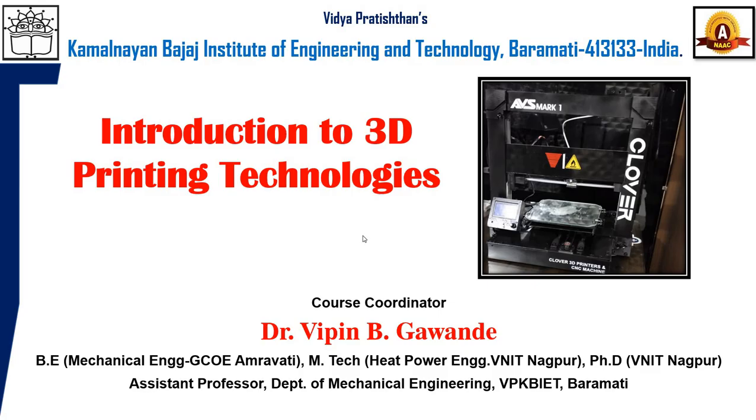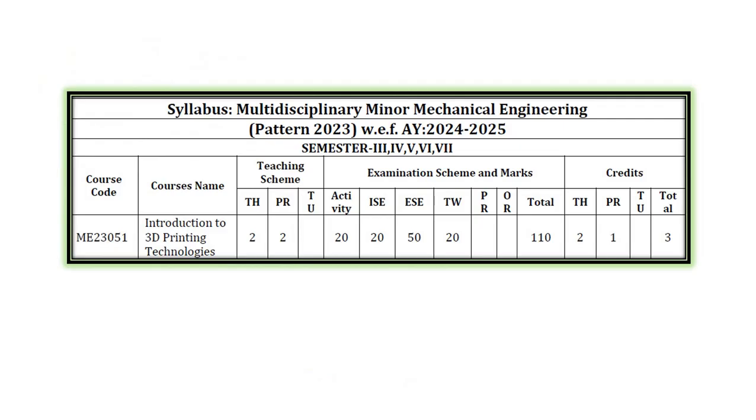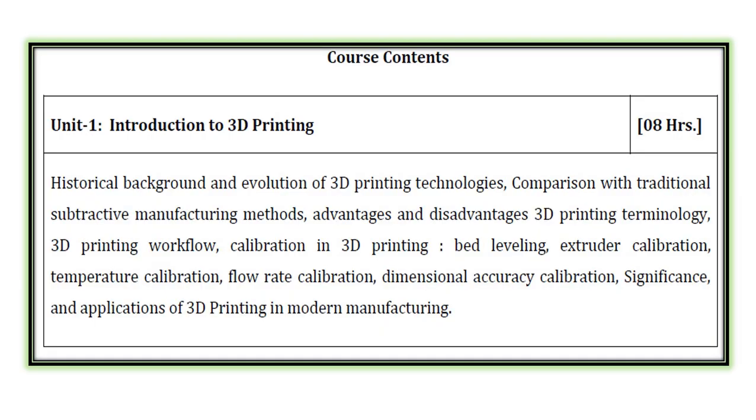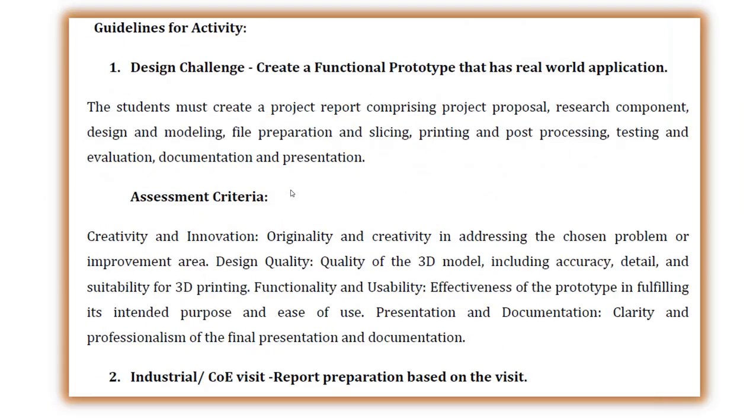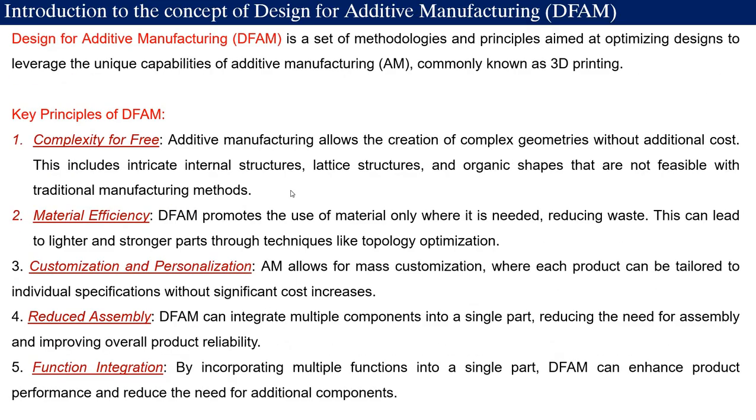Now in this video we will discuss unit number 2. Unit number 2 is design for 3D printing. Let us discuss the contents of unit number 2. The first is an introduction to the concept of design for additive manufacturing, which is called DFAM. So, design for additive manufacturing.